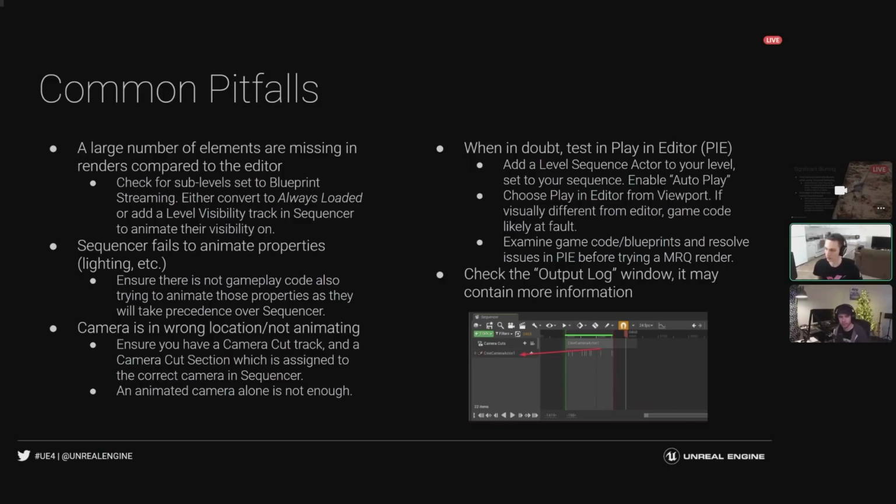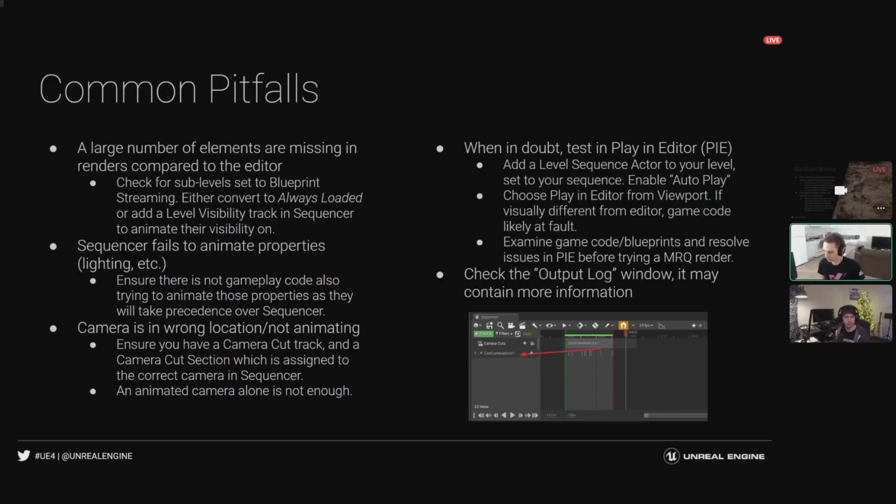So when you're in doubt about if it's a movie render queue issue, one of the best ways to test that is just to do a normal play in editor session. Movie render queue just uses the play in editor feature under the hood. So you can add a level sequence actor to your level, set autoplay on, and then choose play in editor from viewport.